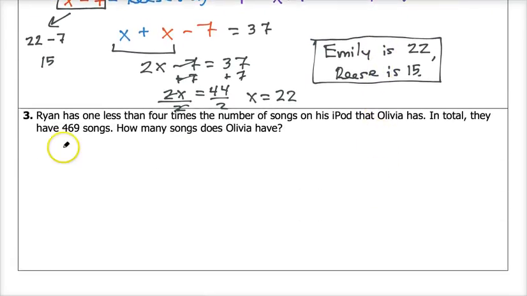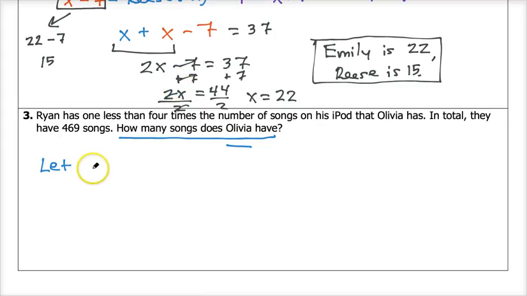Okay, number 3. This one says that Ryan has one less than 4 times the number of songs on his iPod that Olivia has. In total, they have 469 songs, and we're supposed to find how many songs Olivia has. So, for this problem, the only thing the question actually wants us to find is how many songs Olivia has. But we're still going to write 2 let statements for this problem because I still have 2 unknowns. I don't know how many songs Ryan has, and I don't know how many songs Olivia has.